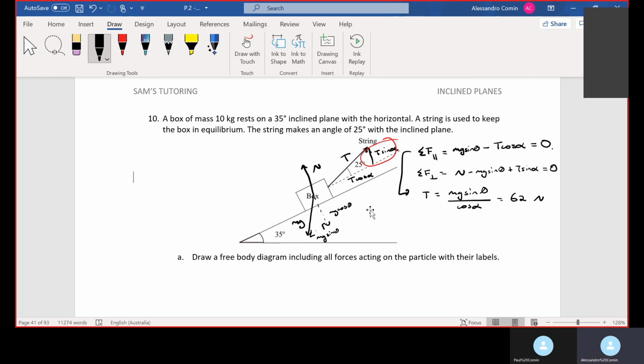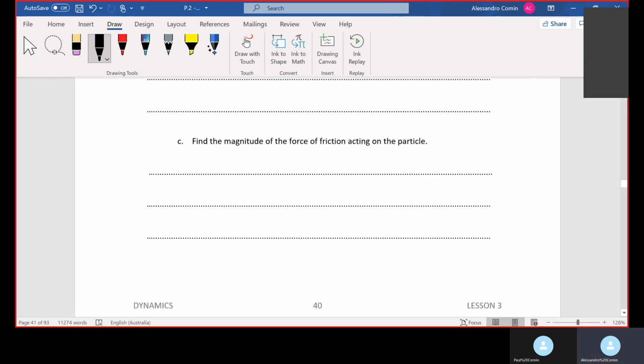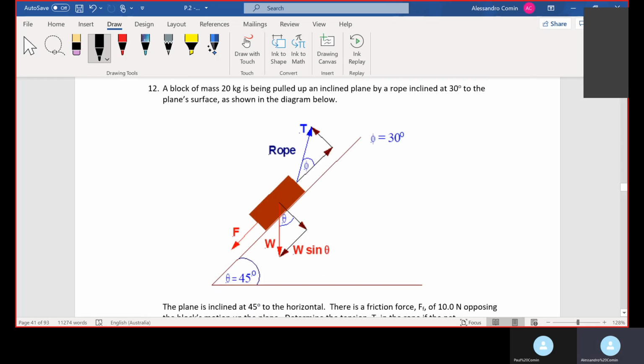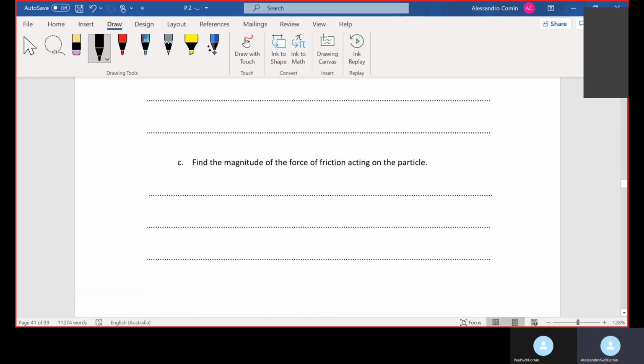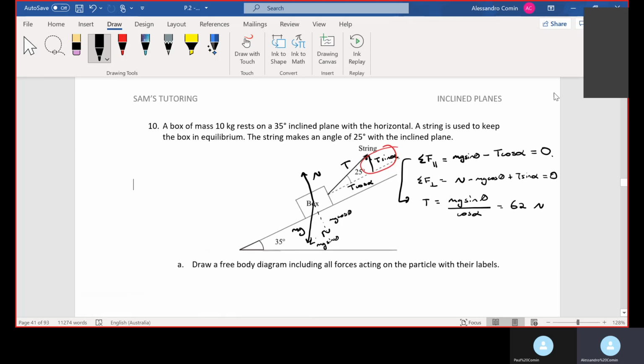And I kind of stuffed up. This should be cos theta. Anyway, so I'll give you another 30 seconds or so to figure out the rest of these questions, by all means.